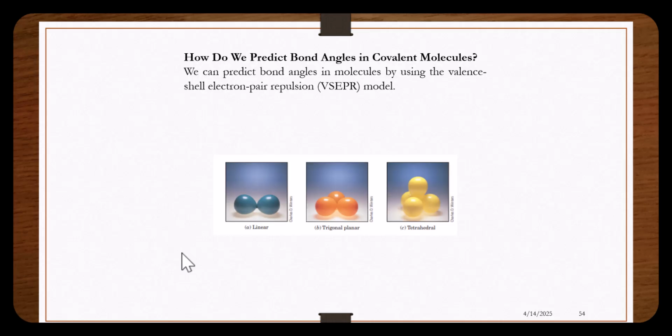So now the question becomes, how do we predict the bond angles in covalent molecules? We can predict bond angles in molecules by using the valence shell electron pair repulsion model. Before we get into that, let's take a look at the structure of an atom. An atom has a center nucleus, which has a positive proton and a neutrally charged neutron in the center. And on the outside of the atom, we have the electrons, which are negatively charged.